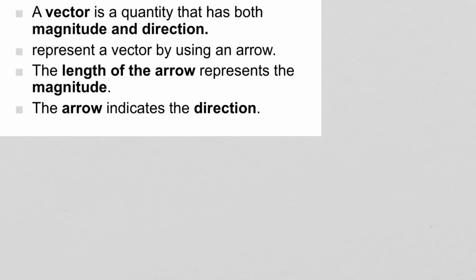So, a vector, what is it? It's a quantity that has both magnitude and direction. You usually represent a vector by using an arrow. The length of the arrow represents the magnitude. The arrow indicates direction.